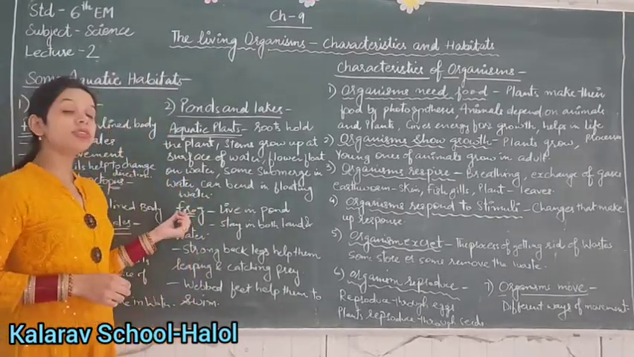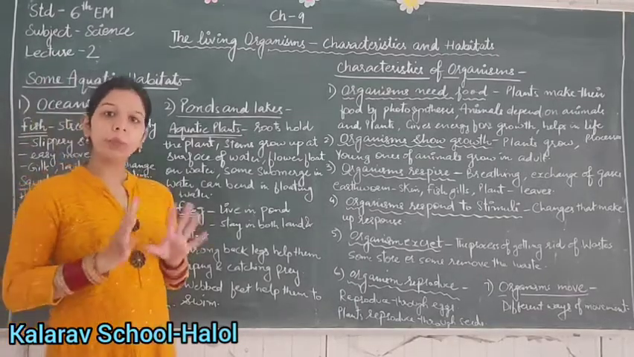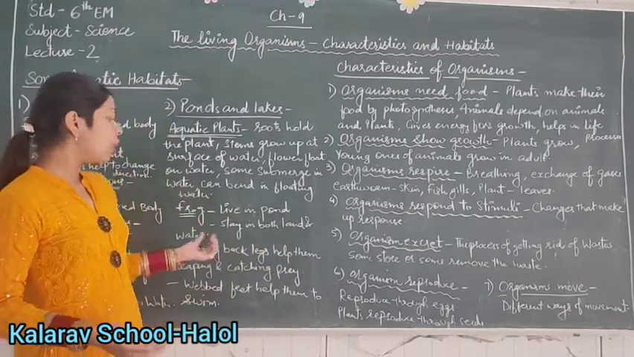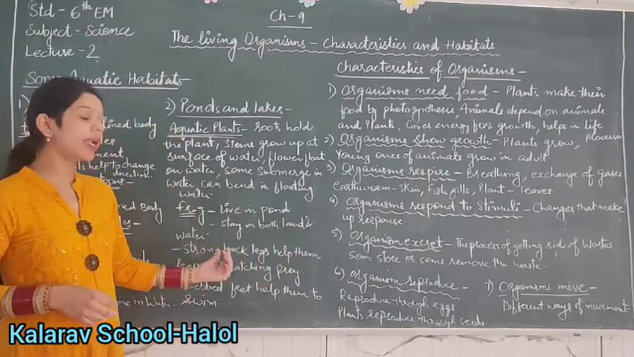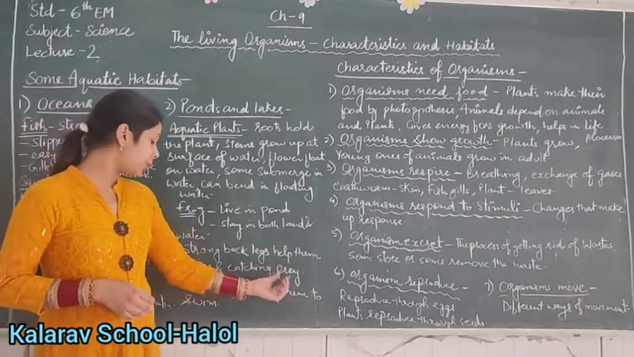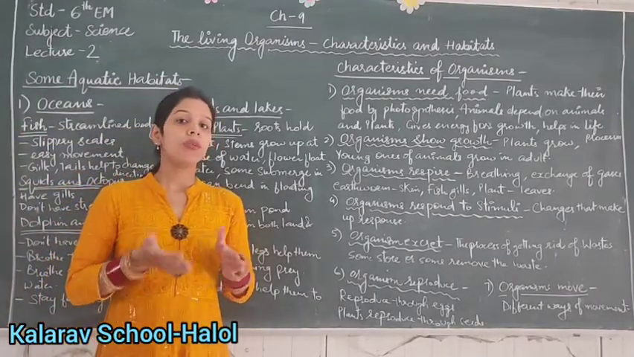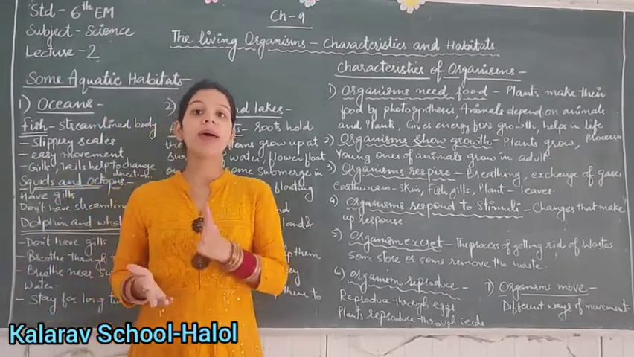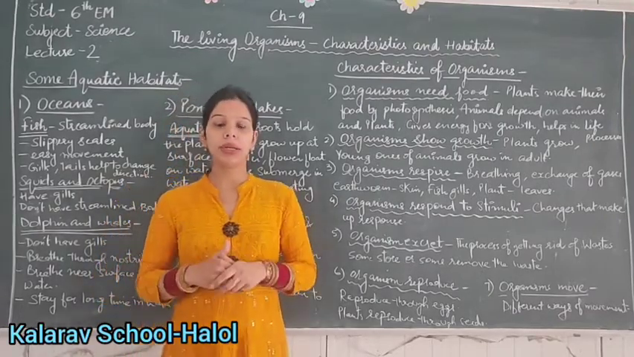Next is the animal, the frog. It lives mostly in ponds, but frogs are amphibians. They can live on land as well as in water. They have strong back legs which help them in leaping and catching their prey. Next, they have webbed feet which help them swim easily. These are the aquatic habitats which contain different and various types of plants and animals. They have characteristics and specific features according to their habitat.